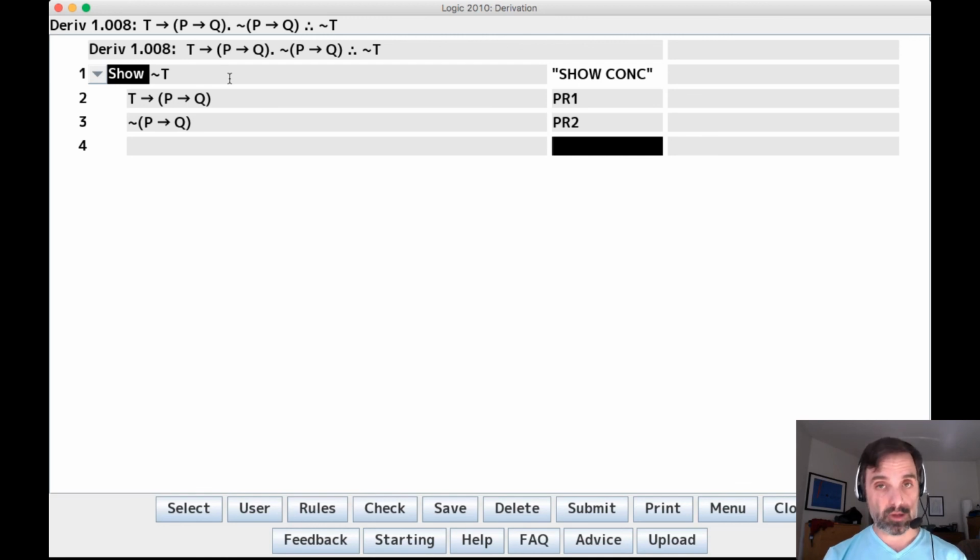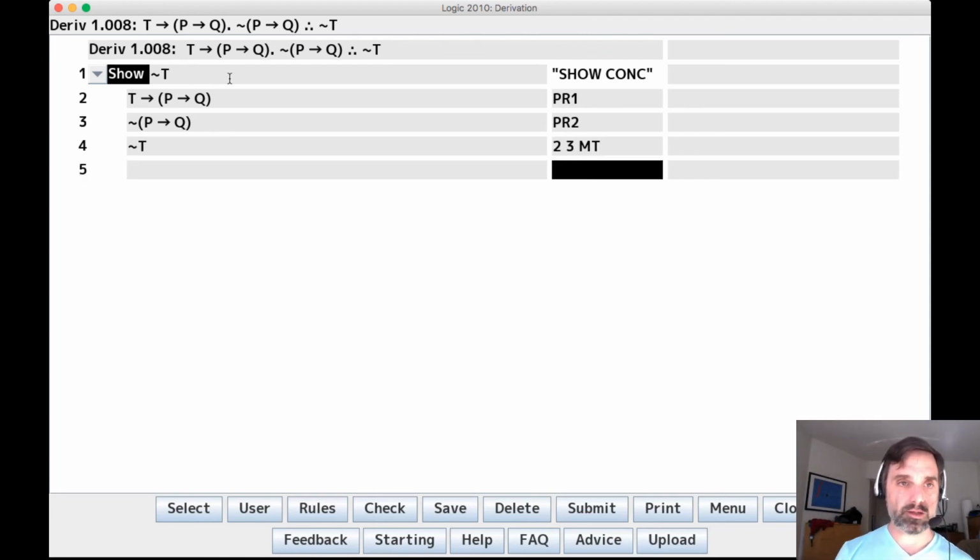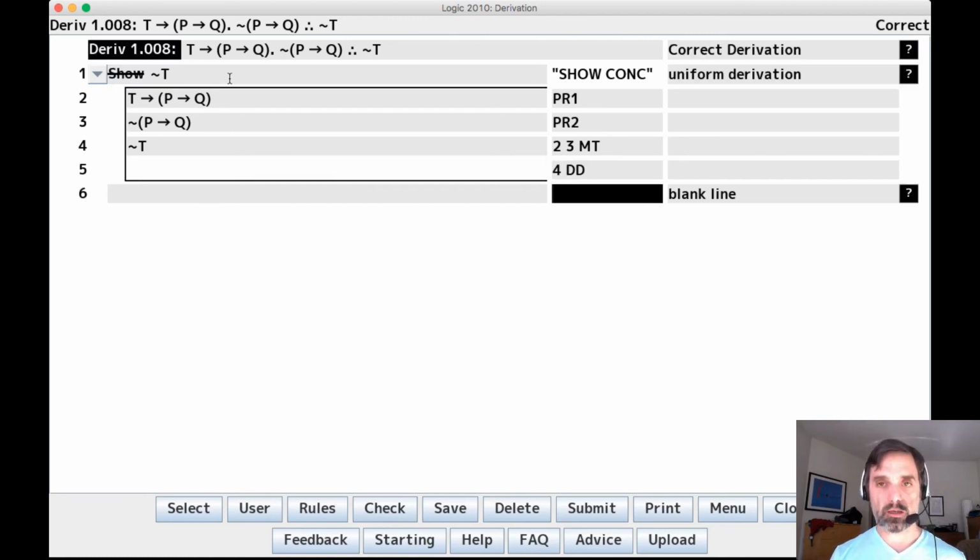Well, we need the negation of the consequent. And what's the negation of the consequent? Not if P then Q, and that is indeed what we have on line 3. So we can say 2, 3, MT. We have not T, and oh hooray, that is our conclusion. And so we'll say 4 DD, and we check it, and it's correct.